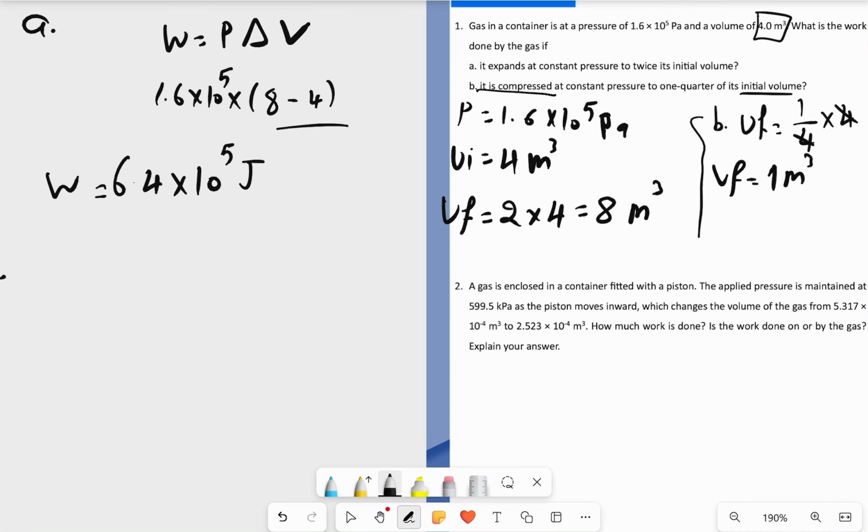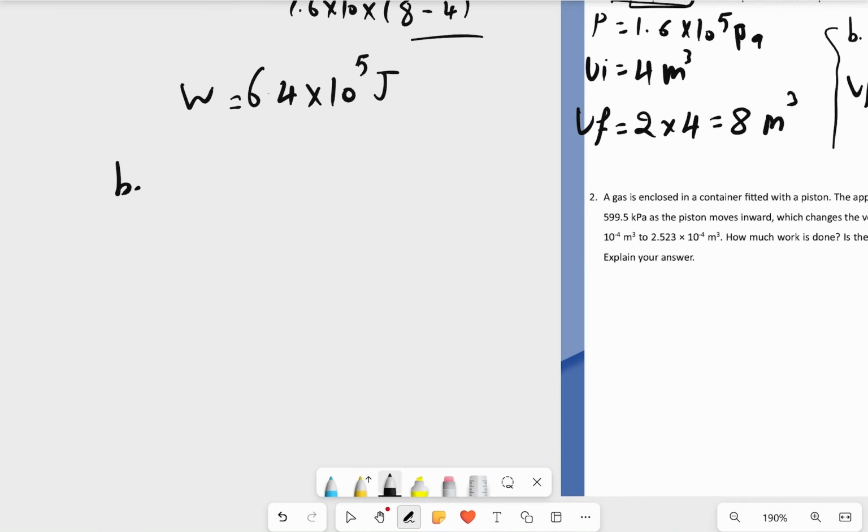Remember, in the previous lesson, we said if the gas is compressed, then work is done on the gas. The gas is not doing work. Work is done on the gas. So we should get a negative result. Let's check if it's correct.